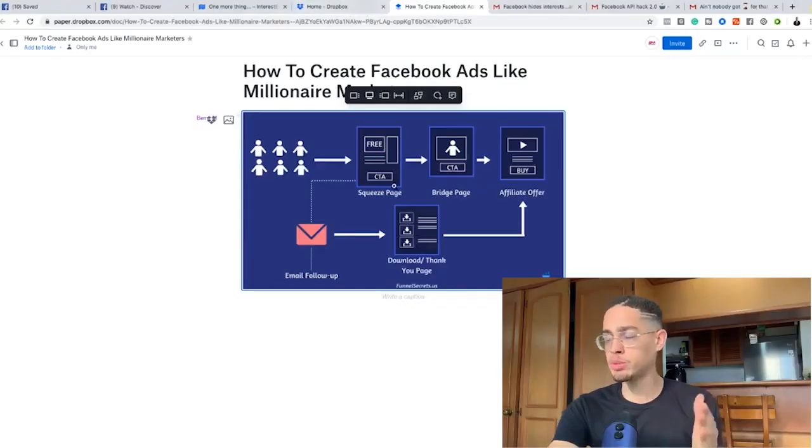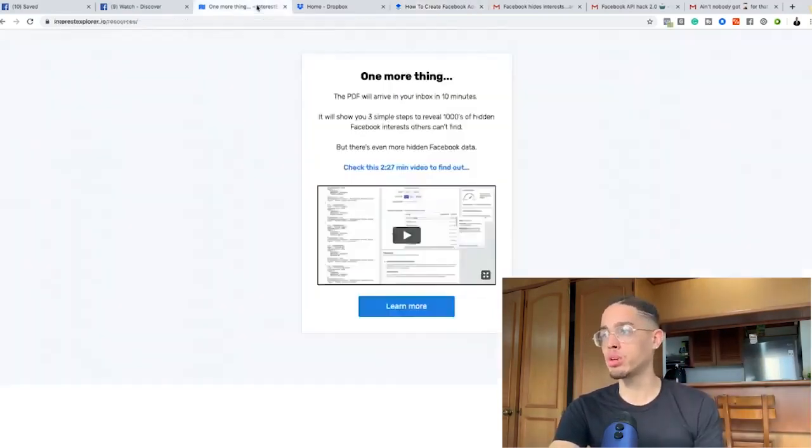So if we look here, let's go back to the actual process, right? Squeeze page, nailed it. First off, target audience, nailed it. Hook, nailed it. Ad copy, nailed it. Video advert creative, nailed it. Landing page, nailed it. Now let's talk about the bridge page. We're on the bridge page.